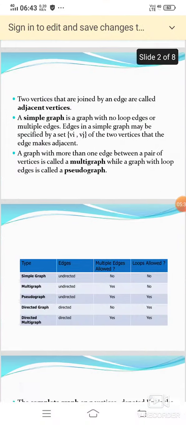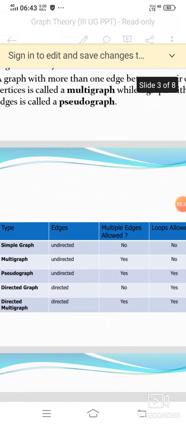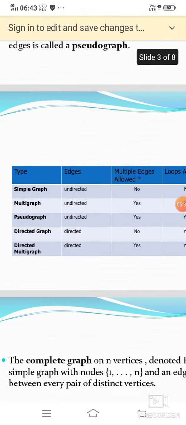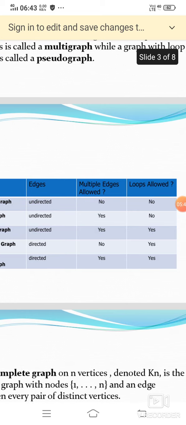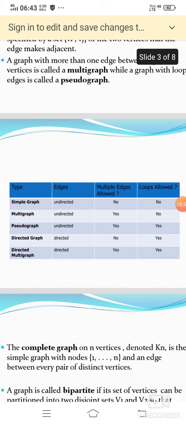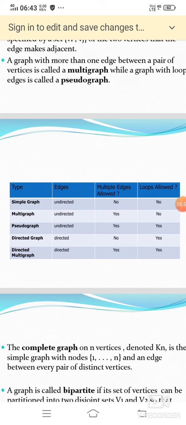Now, let's see the next definition. So, what is a simple graph? A simple graph means a graph that has no multiple edges and no loops. That is a simple graph. And what is a multigraph? A multigraph means it has multiple lines alone. It means there will be no loop. And what is a pseudograph? A pseudograph has both loops and also multiple edges.